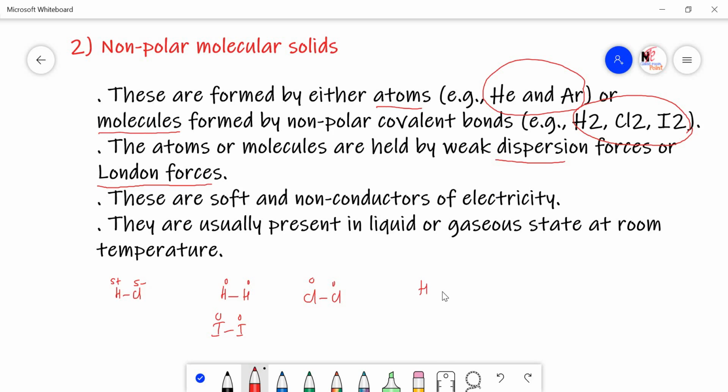For example, if we take two hydrogen molecules, even though no charge separation is there, some attraction force exists among these molecules. Weak attraction force will be there. That weak attraction force is called as the London forces or dispersion forces. Since no ions are present, these are also non-conductors of electricity. Due to the presence of the weak force of attraction, these are soft in nature. They are also usually present in the gaseous state at room temperature.